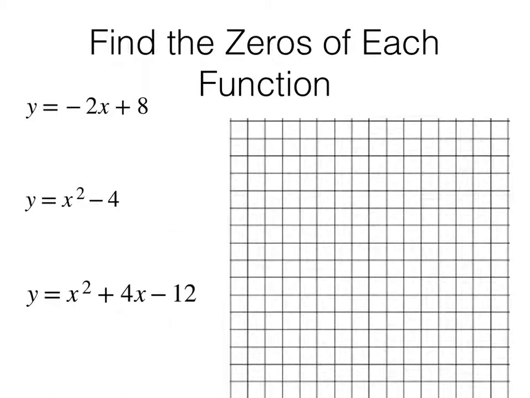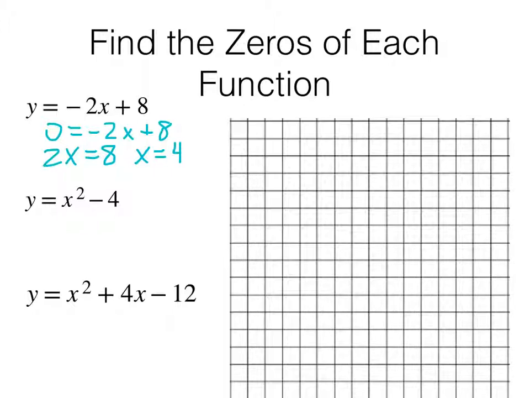3 to be exact. So the first one says y equals negative 2x plus 8. Well, actually, this is going to be much easier to do if I just plug in a 0 for the y and solve. So I'm going to add 2x to both sides on this one and get 2x equals 8. And that means that x must equal 4. So the 0 for that first one is 4.